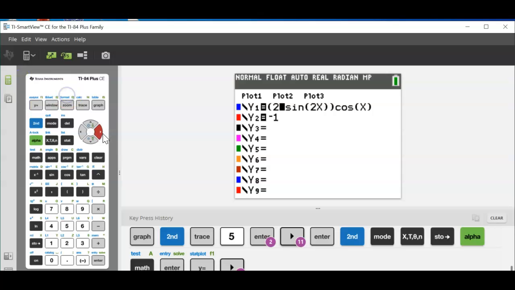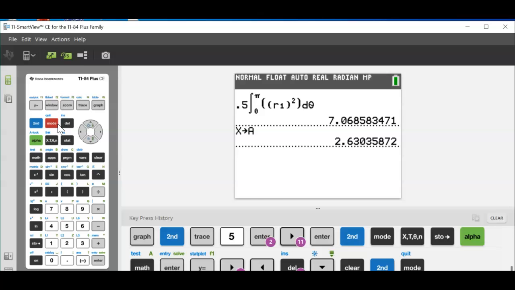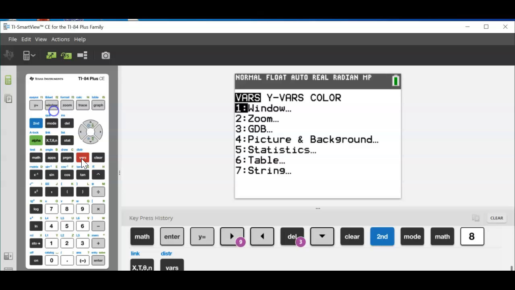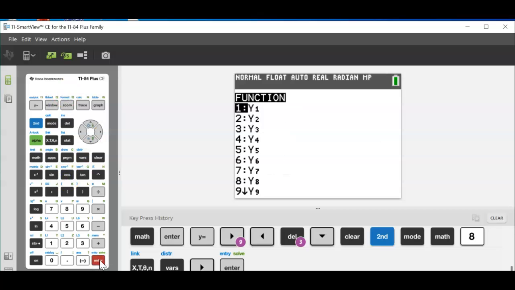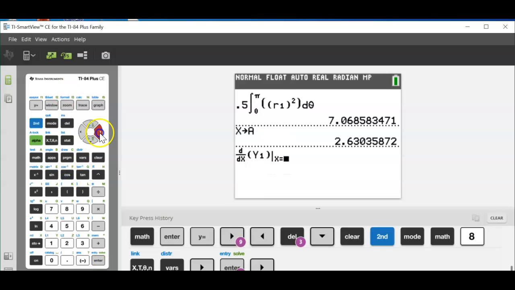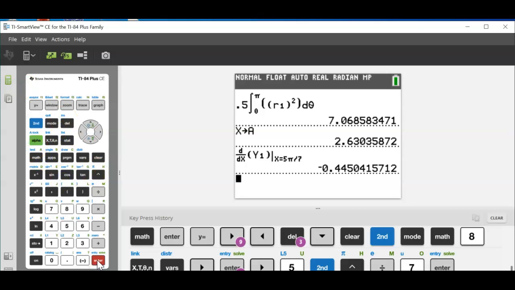Now, in polar mode, I don't need the whole thing typed in. I don't need the intersection point anymore, so let's get rid of that. So I've got r typed in. I don't need that. So that's the r function, 2 plus sine 2x. Now, I know math 8 is going to work in rectangular. It's just going to use x. And I have that r value typed into y1. And of course, it's 5 pi over 7. I know it's going to work in rectangular, negative 0.445.